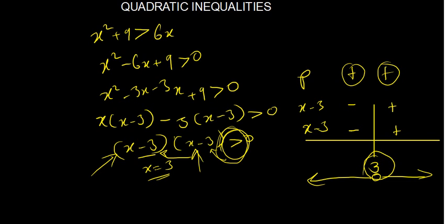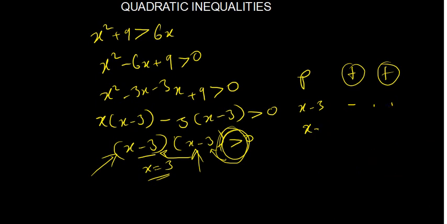So therefore our values are x greater than 3 or x less than 3, which we can also write as from negative infinity to 3, and then from 3 to infinity. We are just not including the 3 itself, but the rest of the values are going to be true.